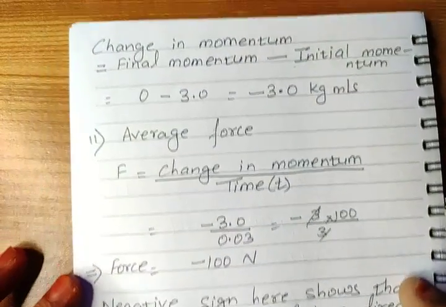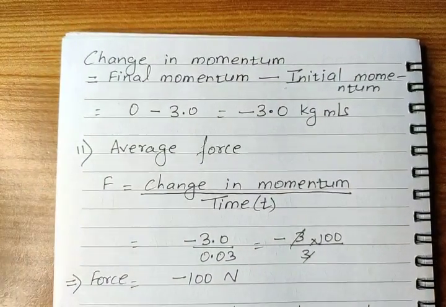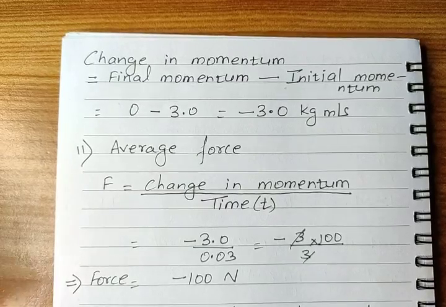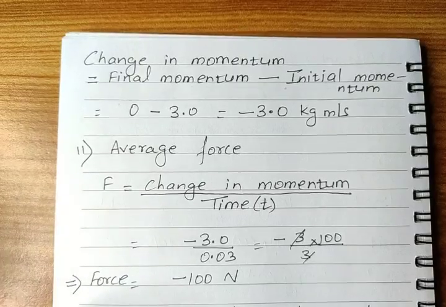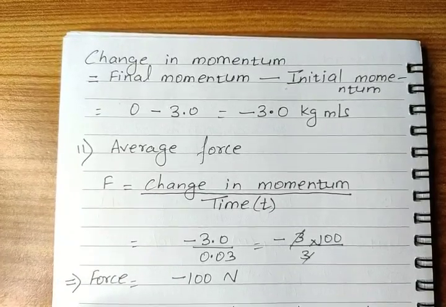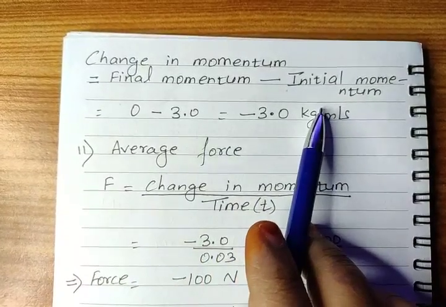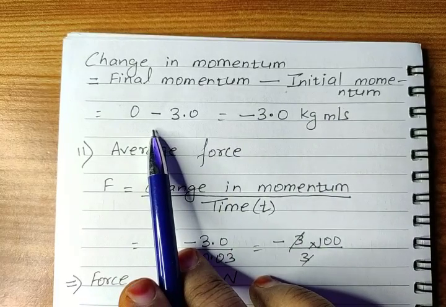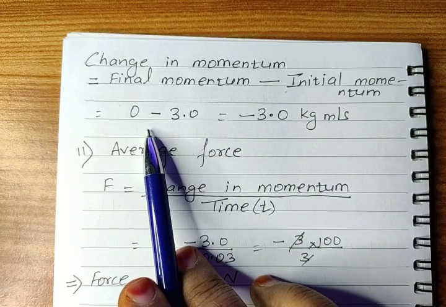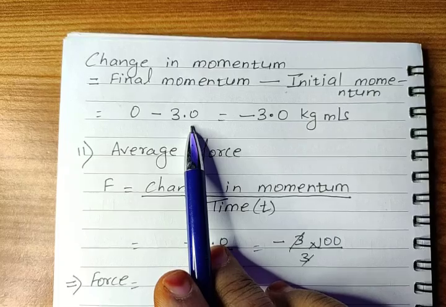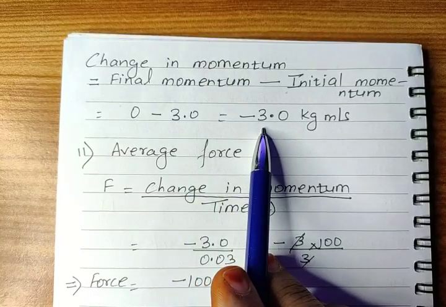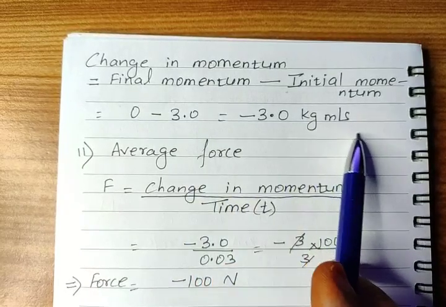Now, whenever we find just change in momentum, it means final momentum minus initial momentum. But when we have to find rate of change of momentum, it is final momentum minus initial momentum by time interval. Clear? I think you are now very clear about this. So change in momentum is final momentum minus initial momentum. Final momentum we got 0, so 0 minus initial momentum 3, that is minus 3 kilogram meter per second.